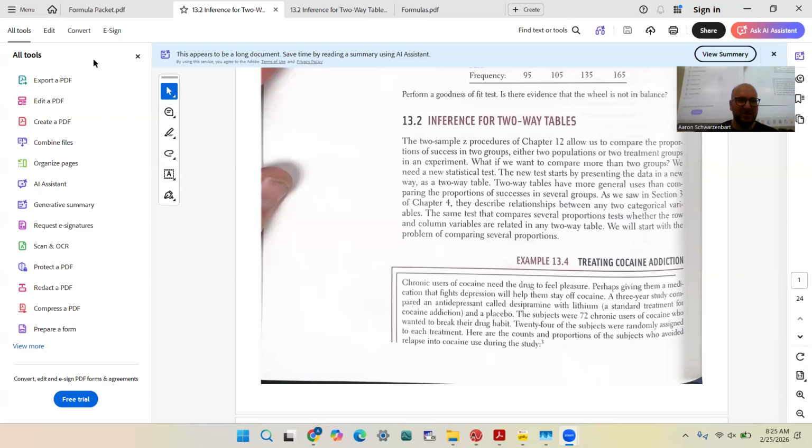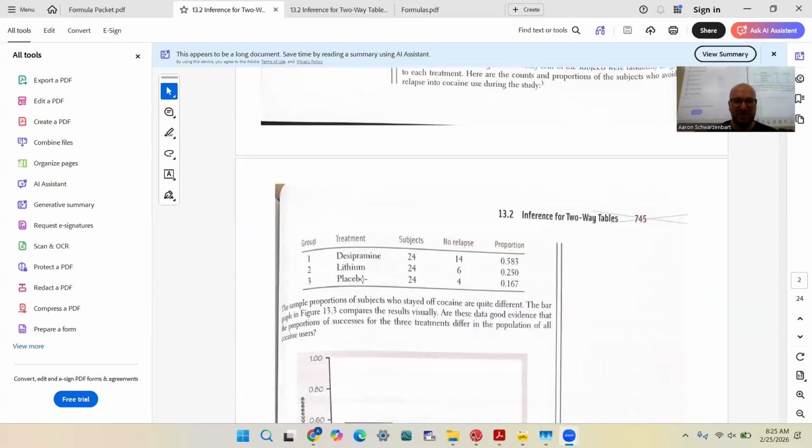So a two-way table looks like this. We did not talk about these things, but these are where we total them up. This is called marginal distributions.